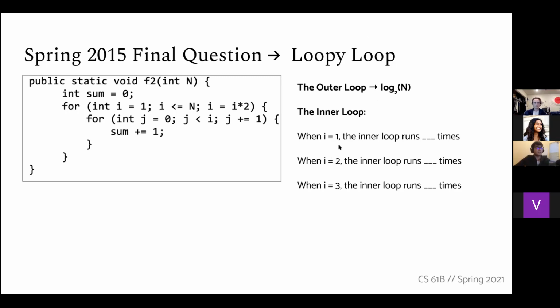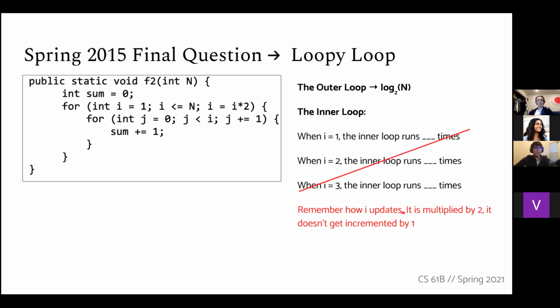And this is sometimes a quick mistake. It's like the stress of the exam. You're working fast, so a little mistake like this can happen. But keep in mind how the actual outer loop is being incremented. It's never going to hit 3. It's being doubled each time. So don't do this pattern because it'll give you the wrong pattern. So yeah, remember how i updates? It's multiplied by 2, it doesn't get incremented by 1.